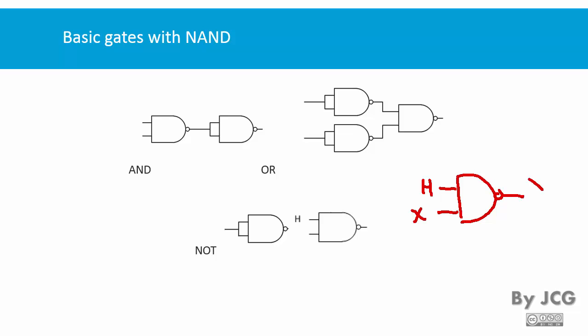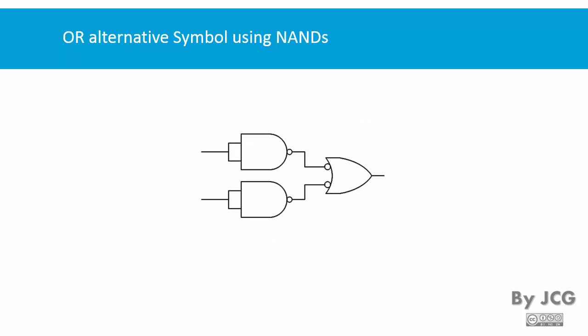Then here we're going to get that signal inverted. Why is that? Because this is as if you had x dot 1 all inverted, and we know that x dot 1 is x inverted. Now we have another symbol for the OR. So remember the OR, it's this.